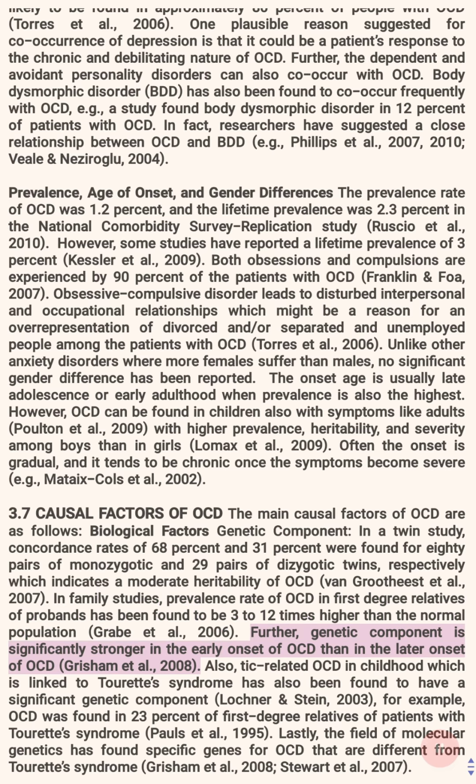Further, genetic component is significantly stronger in the early onset of OCD than in the later onset of OCD, Grisham and others, 2008. Also, tic-related OCD in childhood, which is linked to Tourette's syndrome, has also been found to have a significant genetic component, Lochner and Stein, 2003. For example, OCD was found in 23% of first-degree relatives of patients with Tourette's syndrome, Pauls and others, 1995. Lastly, the field of molecular genetics has found specific genes for OCD that are different from Tourette's syndrome, Grisham and others, 2008, Stewart and others, 2007.